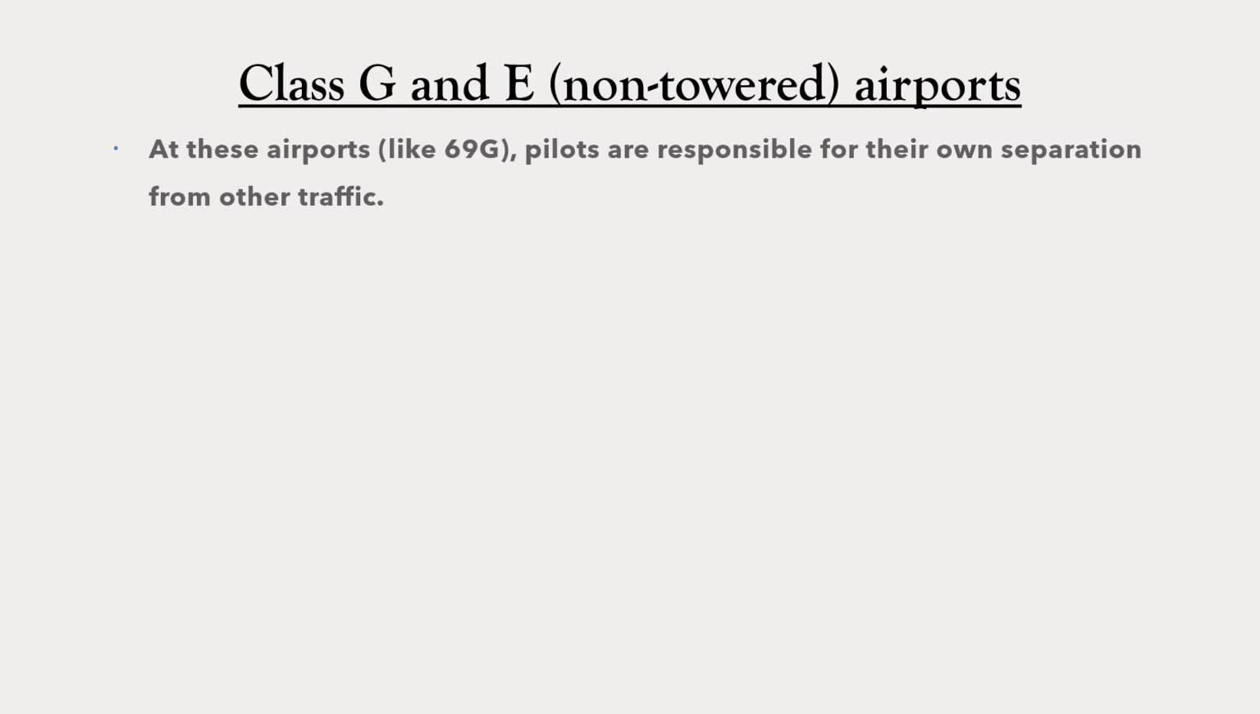So when you're landing at an airport in Class G or Class E airspace, it will be a non-towered airport. There won't be a control tower giving you any kind of clearance to land or separation from other airplanes. So pilots are responsible for their own separation from other traffic. The main thing we rely on for that is looking out the window. Radio is our secondary thing to help us.